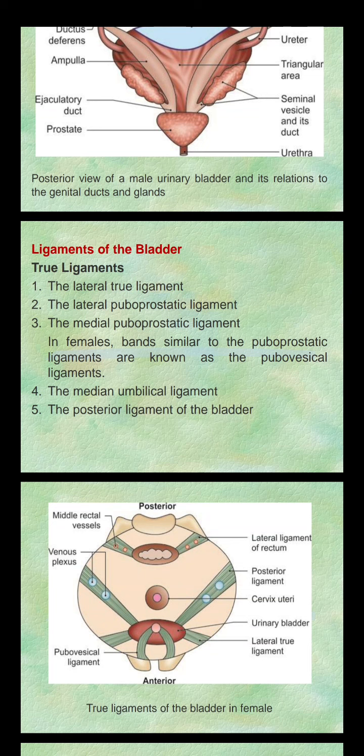Then comes the median umbilical ligament. As I told you before, it connects the apex to the umbilicus. Then the posterior ligament of the bladder is directed backwards. It extends on each side of the base of the bladder to the wall of the pelvis. You can see in the diagram, it extends on each side from the base area of the bladder to the walls of the pelvis.